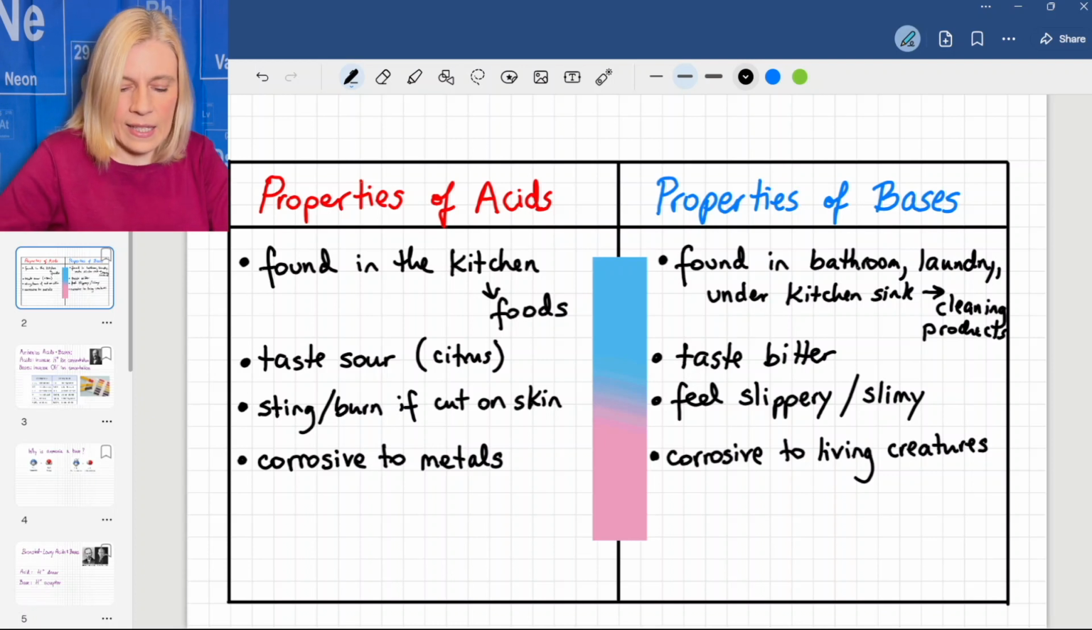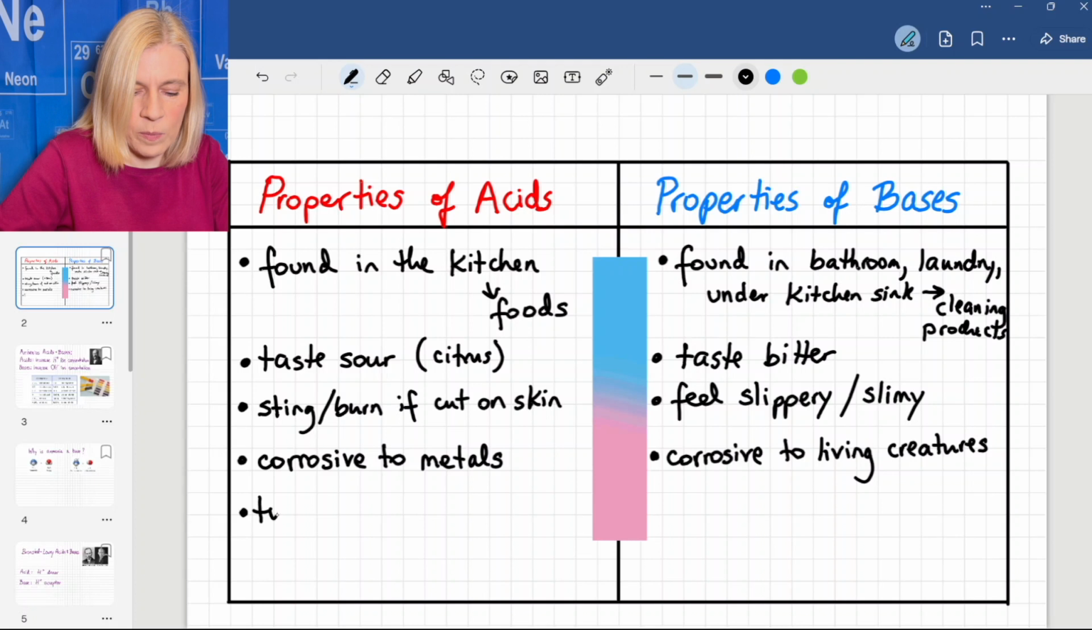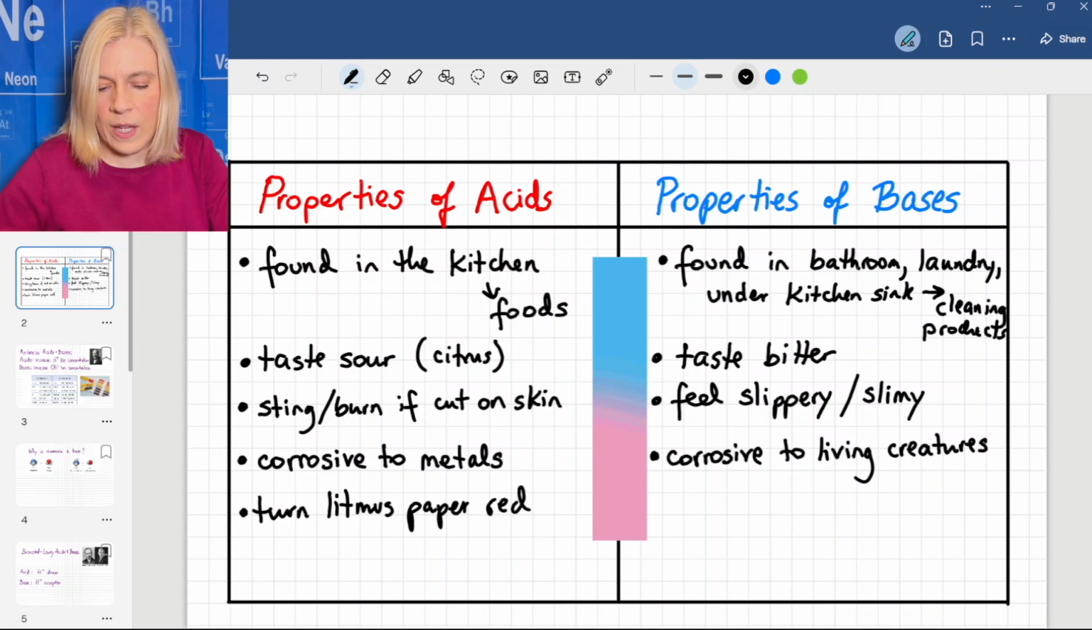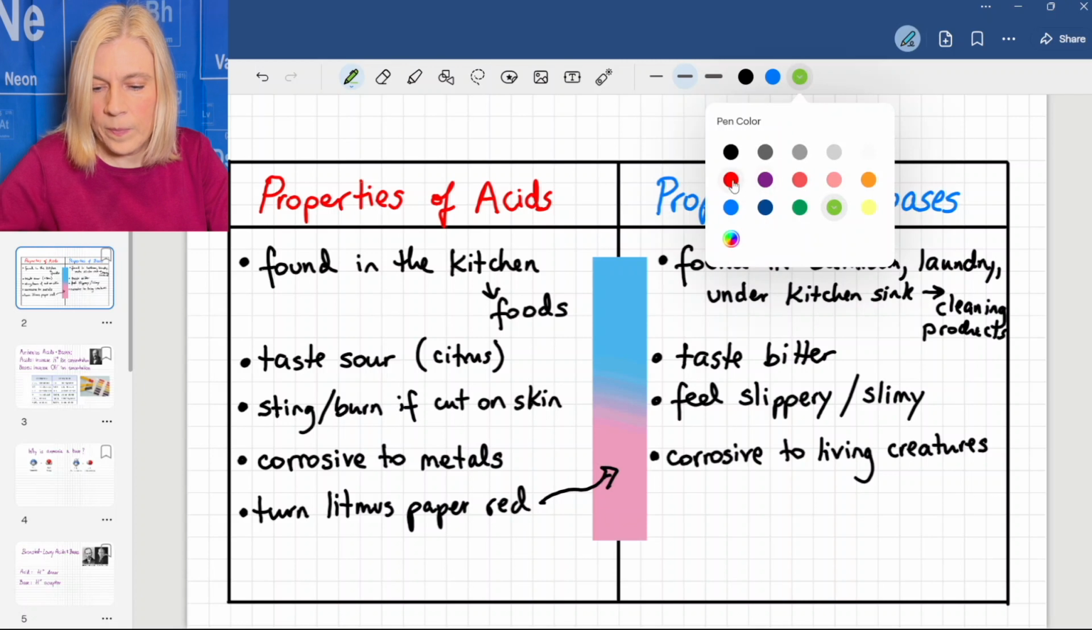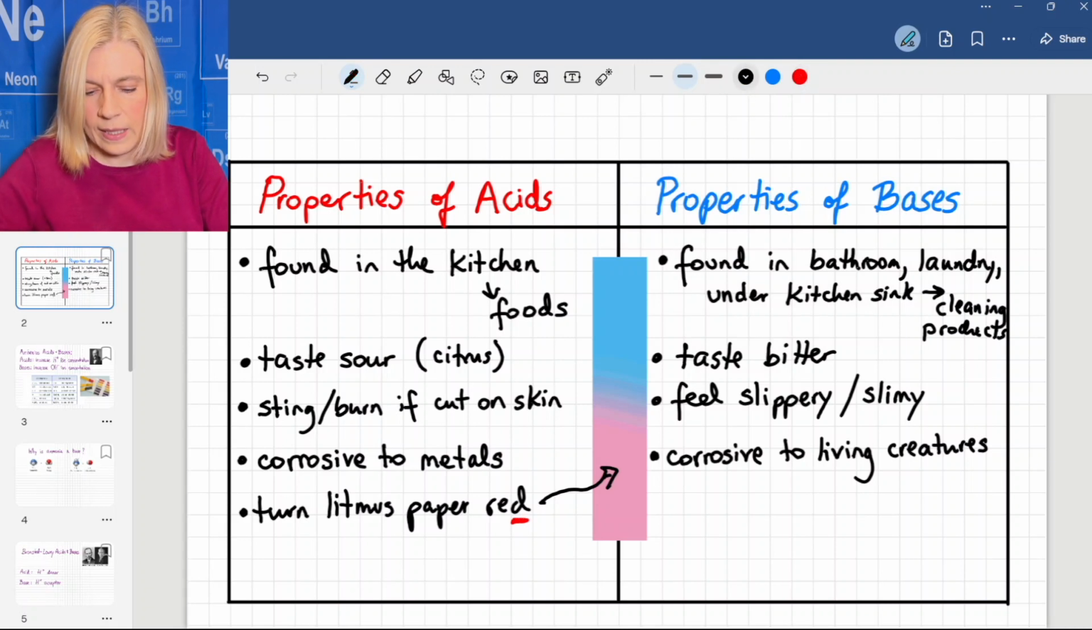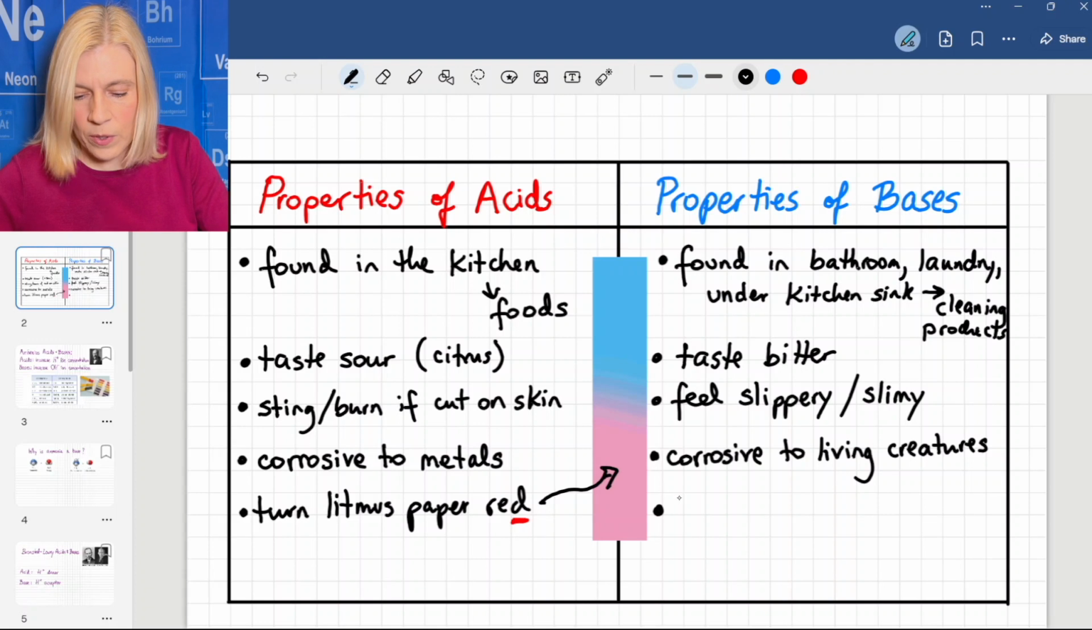And acids, what else do acids do? They will turn litmus paper red. That's one of the tests for acid. Here it is, red. And you're going to say red. Let's change this. Red. Acid ends with D, and red ends with D. Here it is. And bases will turn litmus paper blue.